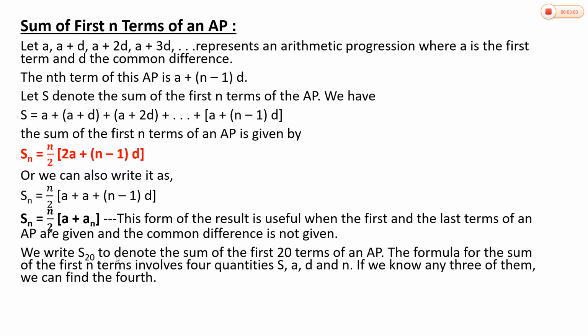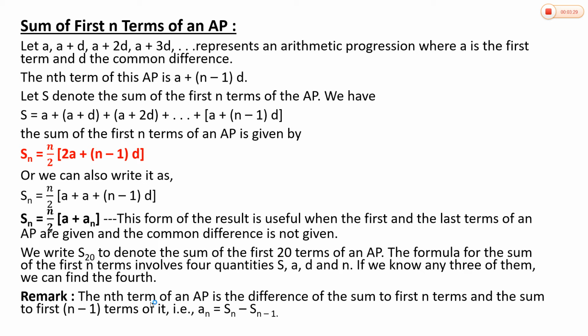We write S20 to denote the sum of the first 20 terms of an AP. The formula for the sum of the first n terms involves four quantities: S, a, d and n. If we know any three of these four quantities, we can find the fourth.